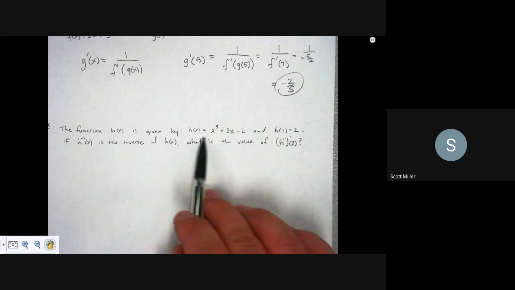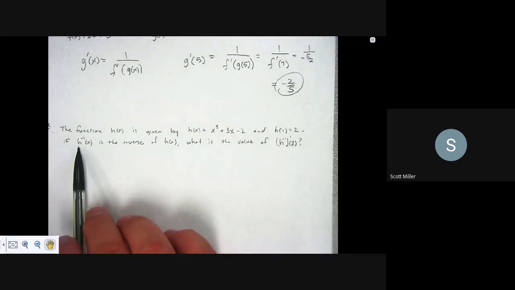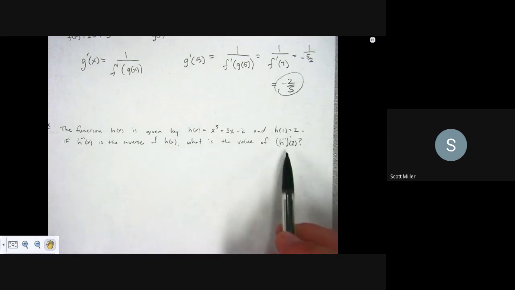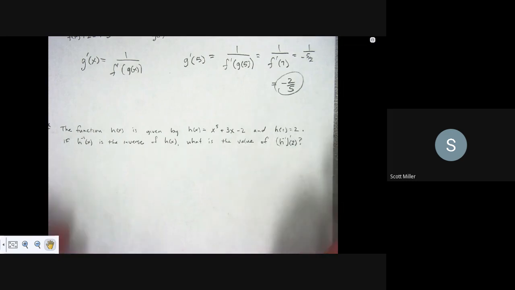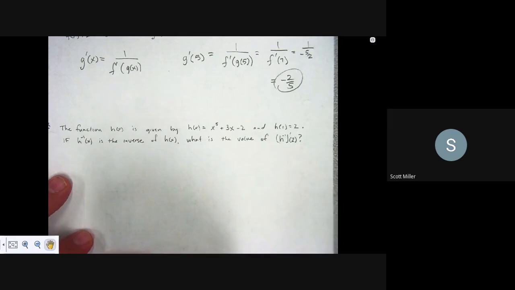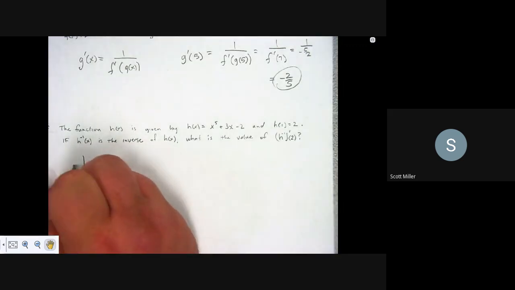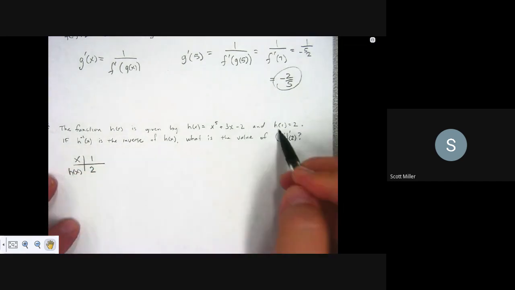h is given by this equation right here. h of 1 is 2. If h inverse of x is the inverse of h, what is the value of the derivative of h inverse at 2? So same process again. Okay? I start by making a table. So they told me when x is 1, h is 2. That's what they told me right there.